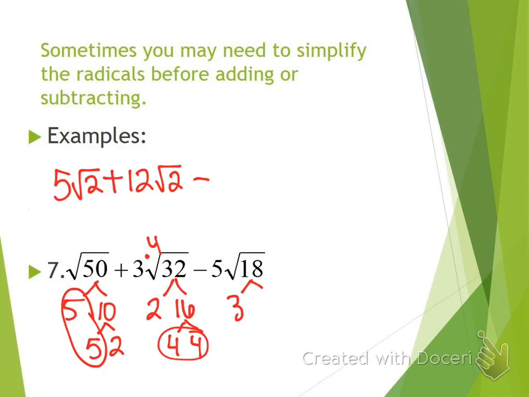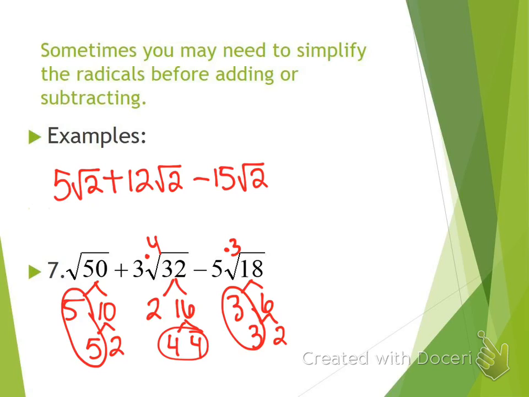18 breaks into 3 and 6. 6 breaks into 3 and 2. A pair of 3s and a lonely 2. Okay, 5 times 3, negative 15 root 2. 15 with the root 2.